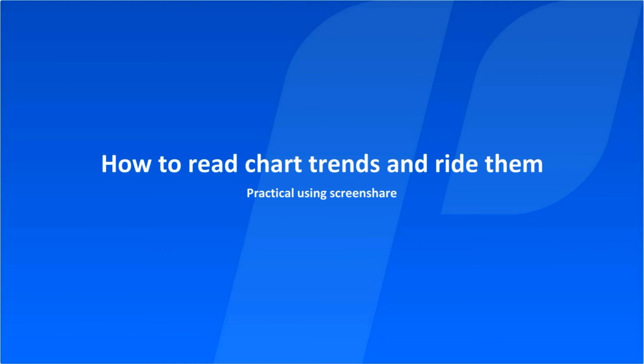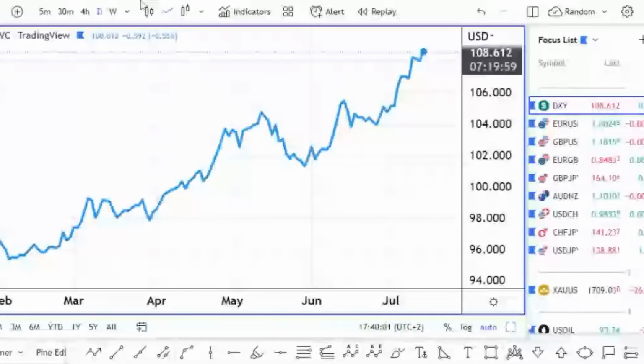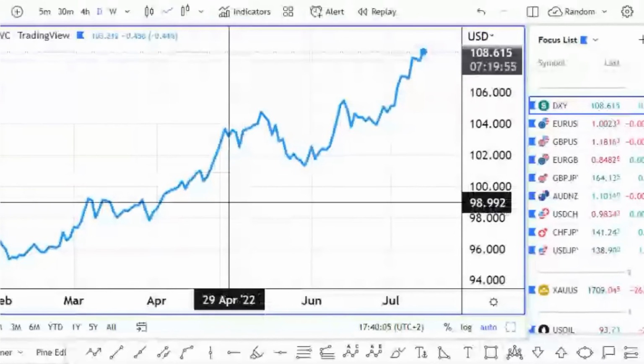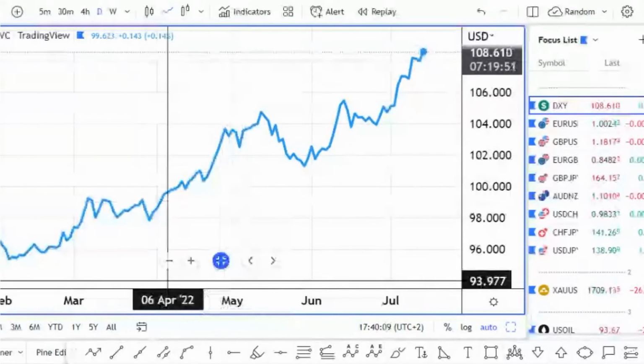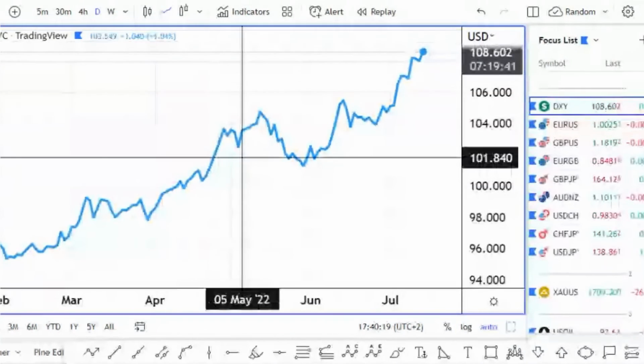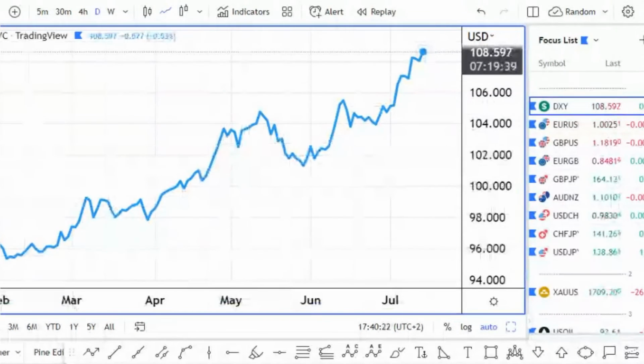Let's have a look at the charts, how to read the chart trends and write them. I believe you can see my platform at the moment, which is tradingview.com. This is my main analysis platform I use basically for my daily analysis. Okay, great. So here we have the dollar index, and basically this is a daily time frame.